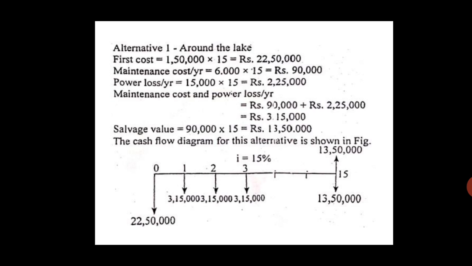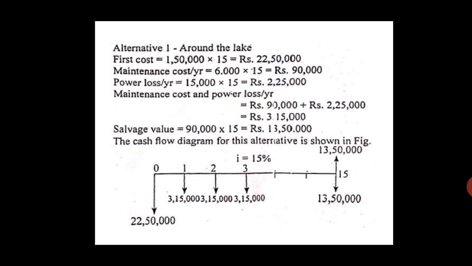Okay, so the total maintenance cost and power loss are like losses only. So 90,000 rupees plus 2,25,000 is 3,15,000, which is an outflow. And the salvage value is 90,000 rupees per kilometer. For 15 kilometers, it is 13,50,000 rupees. Okay, now we can see the cash flow diagram. Initially at year 0, we are spending 22,50,000 rupees as investment, because it is 1,50,000 rupees for 15 kilometers. So 22,50,000 is the initial investment, that is P.